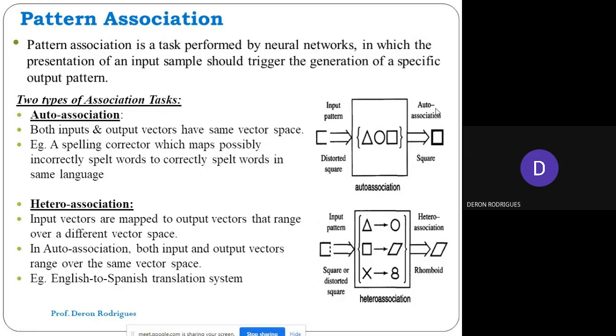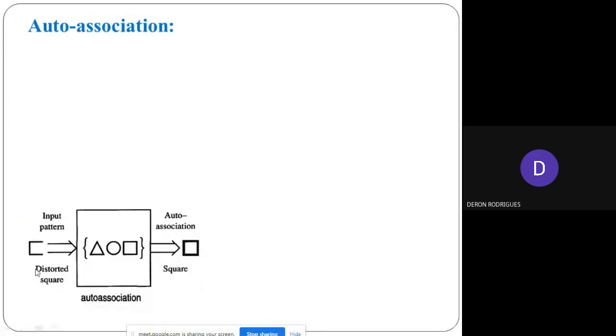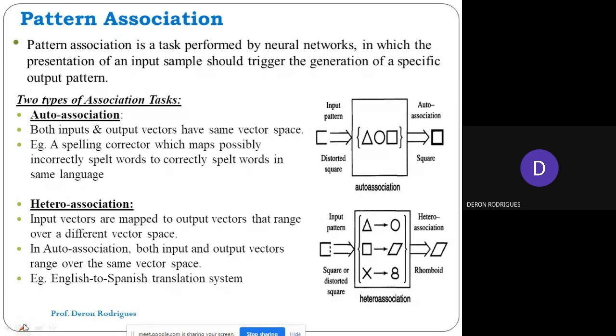This is what it means when I say that both the input and output vector spaces will be the same. But in the input, the pattern is a corrupted pattern. So basically, auto association tasks are used to convert corrupted input patterns into the proper stored patterns. Is that clear? Now, one more example of an auto association task is a spelling checker. What is the meaning of a spelling checker?